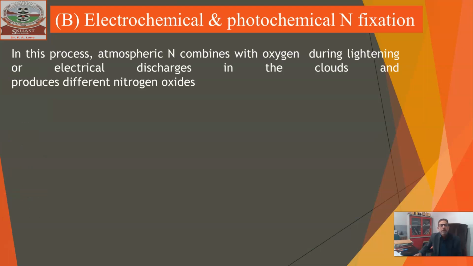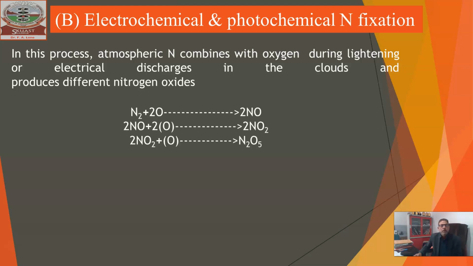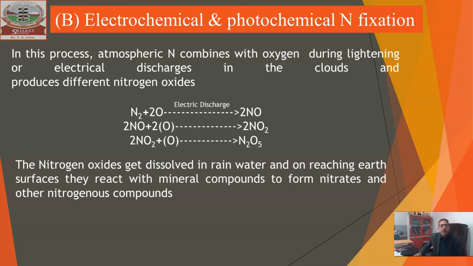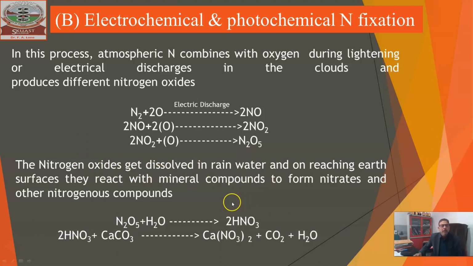Then we have electrochemical and photochemical nitrogen fixation. In this process, atmospheric nitrogen combines with oxygen during lightning or electrical discharge in the clouds and produces different nitrogen oxides. So these are the reactions: nitrogen gets converted first into NO, then this NO combines again with oxygen to form NO2, then this NO2 gets converted into N2O5, and these nitrogen oxides get dissolved into the rainwater, and on reaching the earth's surface, they react with the mineral compounds to form nitrates and other nitrogenous compounds.